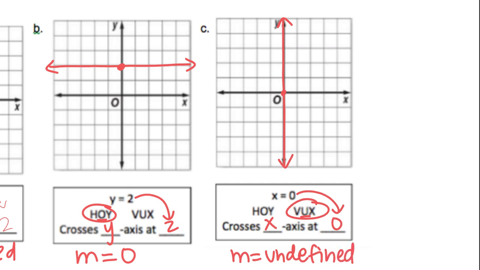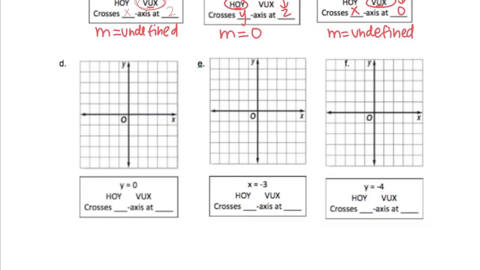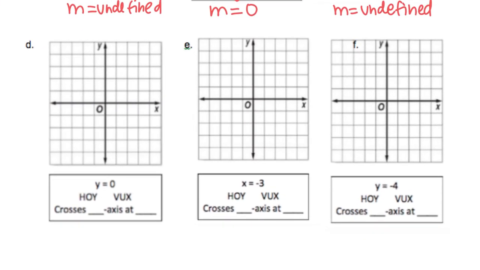All right, let's go to D now. Looking at D. D says y equals 0. So very similar to C, but now it is y. So since it's y, it is HOY. So we are going to go on our y-axis to 0. So y-axis at 0, and this time it's HOY. So we are going to make a horizontal line. HOY also tells us about our slope. That 0 tells us our slope is 0 of a horizontal line.